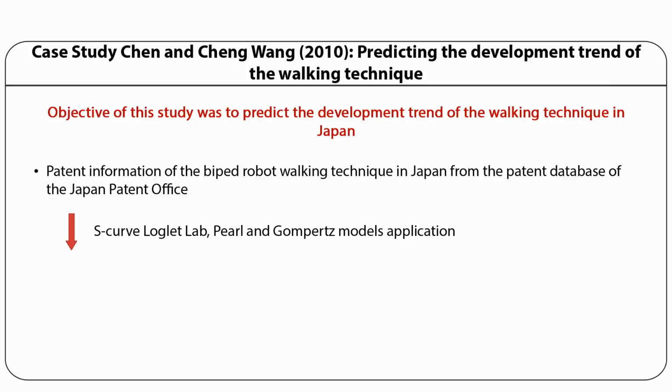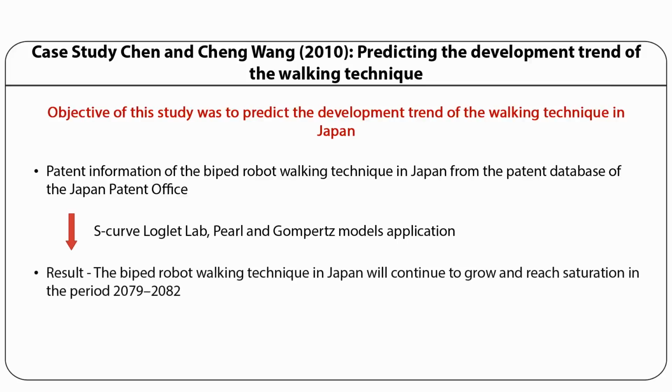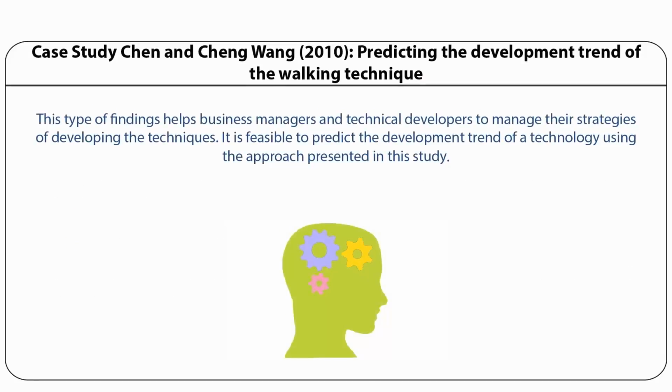The study showed that the biped robot walking technique in Japan will continue to grow and reach saturation in the period 2079 to 2082. These types of findings help business managers and technical developers to manage their strengths in developing the techniques. It is feasible to predict the development trend of a technology using the approach presented in this study.